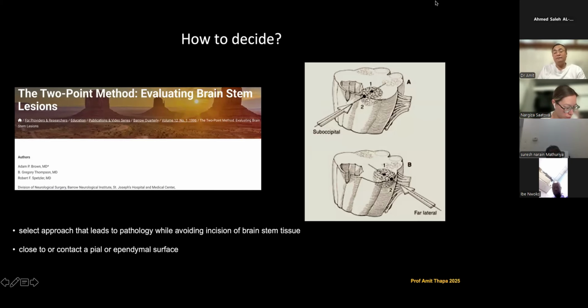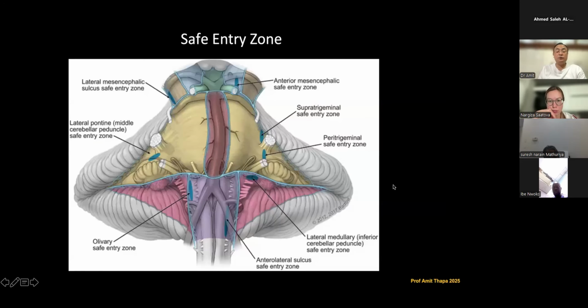By this you can identify, like in this case, even though this is abutting the fourth ventricular floor, since this tumor is lying very close to the surface, the best approach would be a suboccipital approach here. And in this case, the tumor is abutting on the lateral aspect, so the best method would be a far lateral approach.